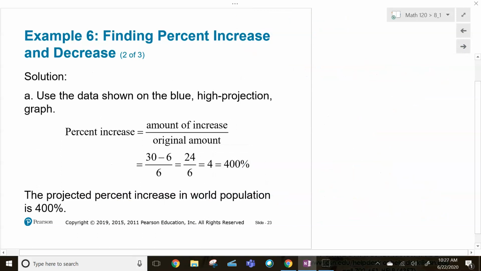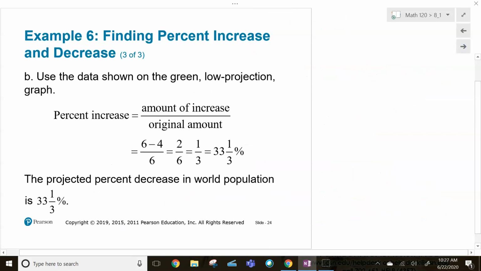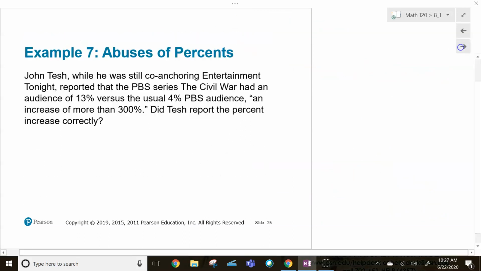And here's your written out discussion there. John Tesh, well, he was still co-anchoring Entertainment Tonight, reported PBS series Civil War had an audience of 13% versus the usual 4% audience, an increase of more than 300%. Did Tesh report the percent increase correctly?